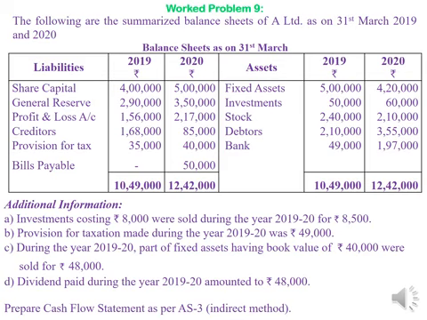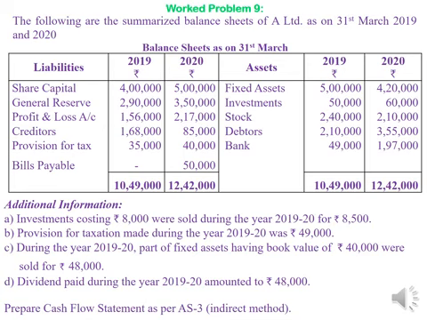Next is bills payable 0 to 50,000. Bills payable is a current liability. It is increasing. Increase in current liability leads to inflow of cash. Therefore, while determining cash flow from operating activities, 50,000 will be added.